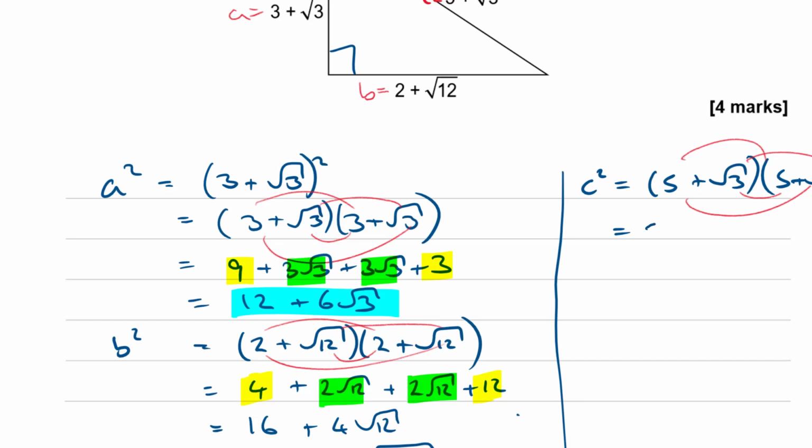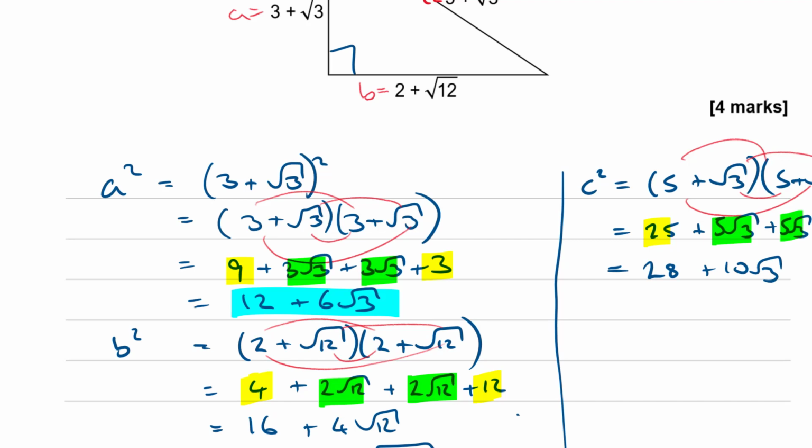So 5 times 5 is 25. 5 times root 3 is 5 root 3. Root 3 times 5 is another 5 root 3. And root 3 times root 3 is 3. So again, numbery bits, surdy bits that we can add together. So 25 and 3 is 28, and 5 root 3 plus 5 root 3 is 10 root 3.